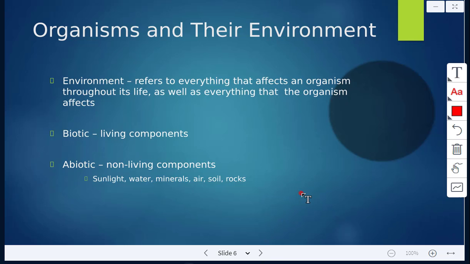All right, so when we talk about an environment, this is everything that affects an organism throughout its life, as well as everything that the organism affects. And just a bit of review, when we talk about biotic, we're talking about the living components, and the abiotic components is anything non-living, such as sunlight, water, minerals, air, soil, and rocks.